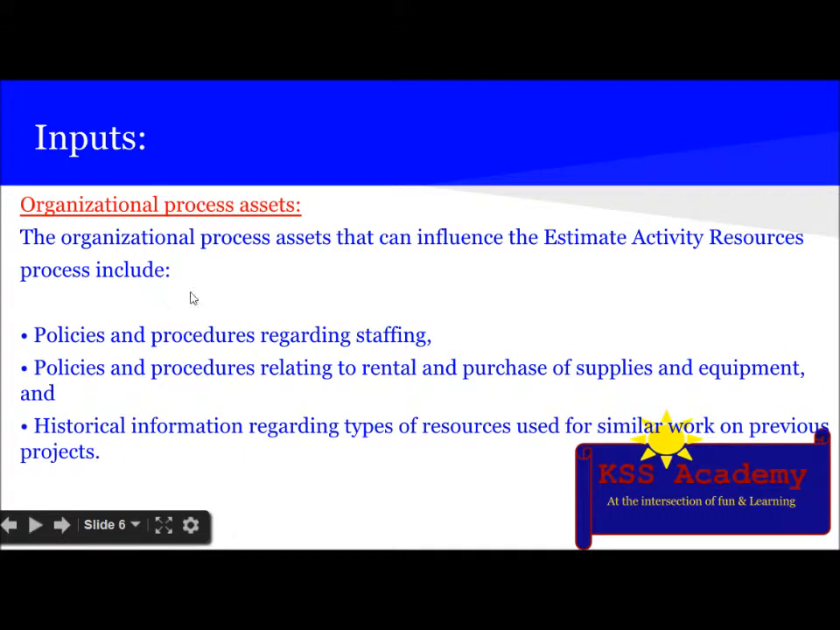Then the organizational process asset that can influence the estimate activity resources process include policies and procedures regarding staffing, policies and procedure regarding rental and purchase of supplies and equipment, and historical information regarding types of resources used for similar work on previous projects.